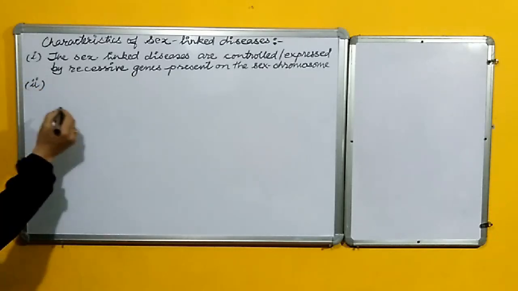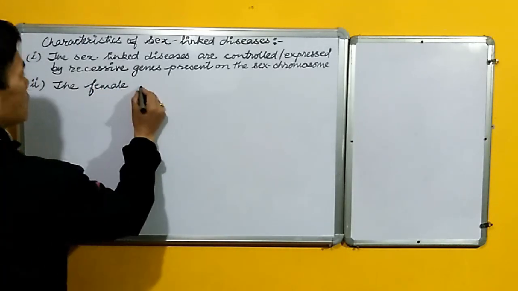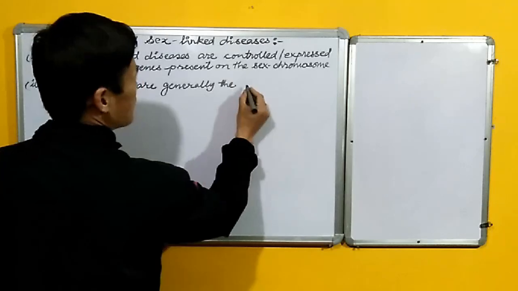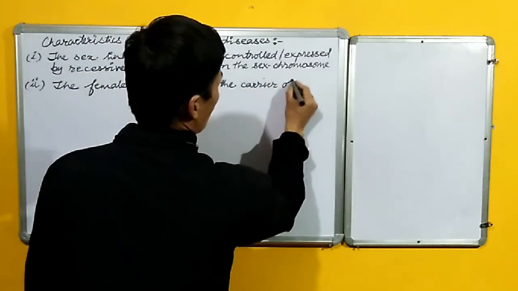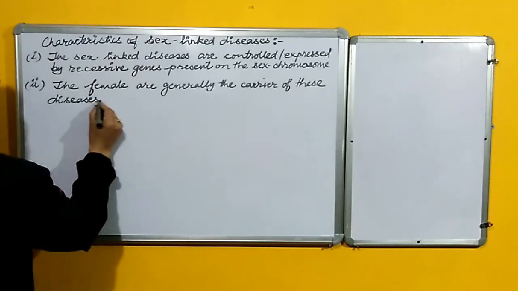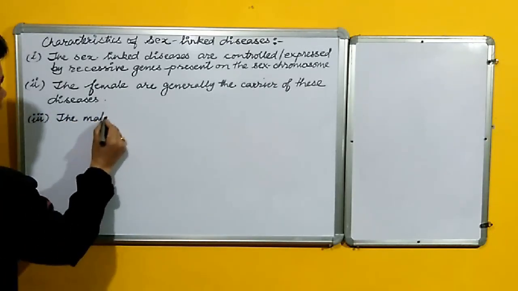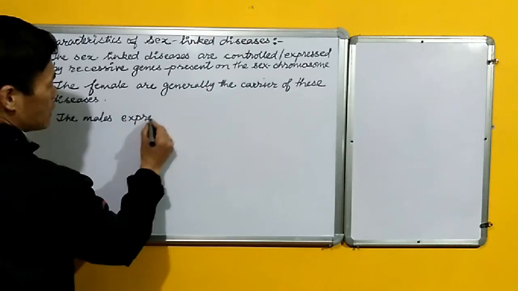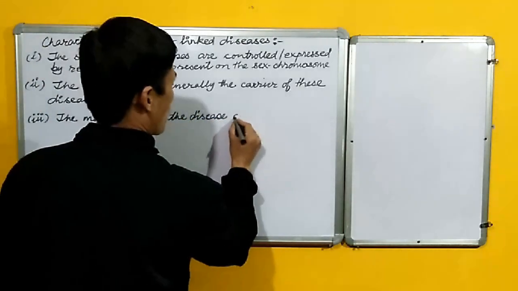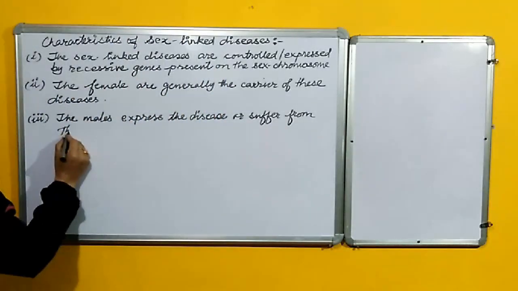Number two, the females are generally the carrier of these diseases. Number three, the males express the disease or suffer from the disease.